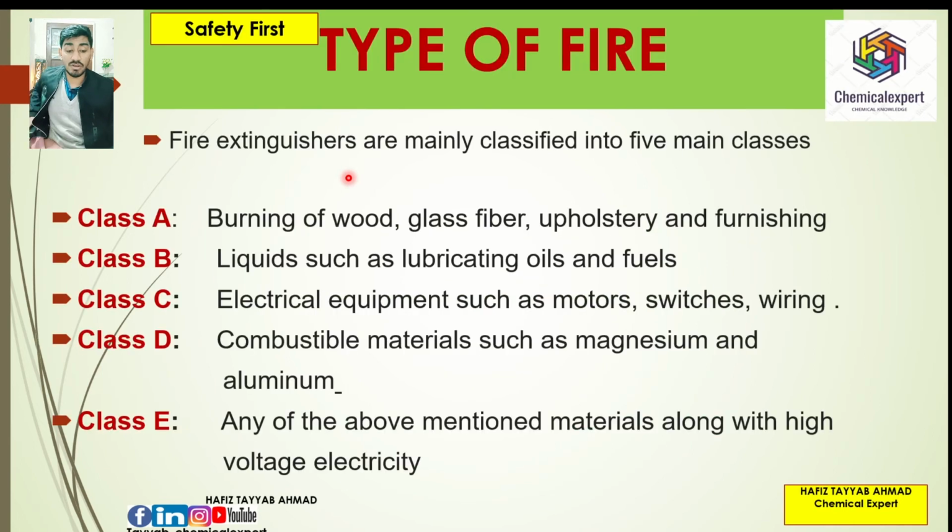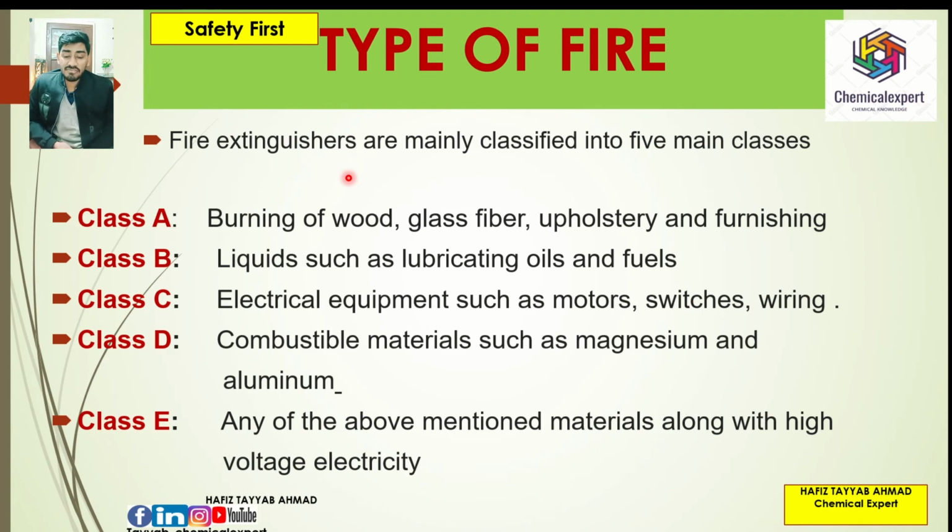Okay, there are different kinds of fire. You have to note it down. You have to keep in mind that there are five types of fire. Number one, class A. Class A is usually related to solid waste material, which is wood, glass, furniture, and all those kinds of things. So we call that a class A fire.